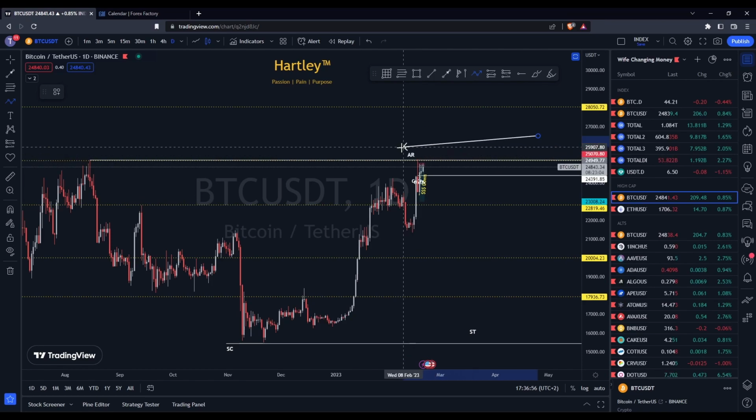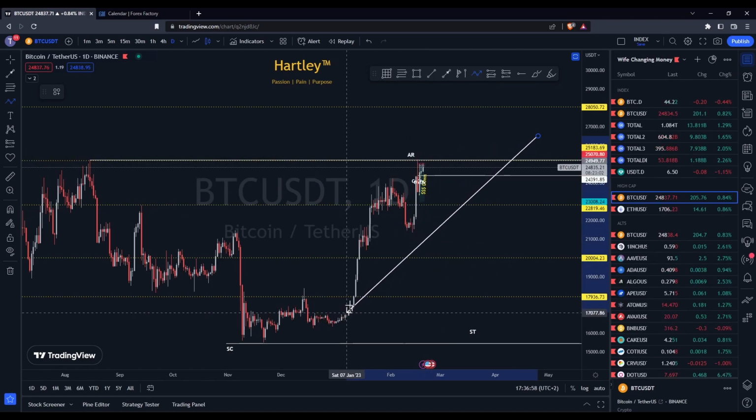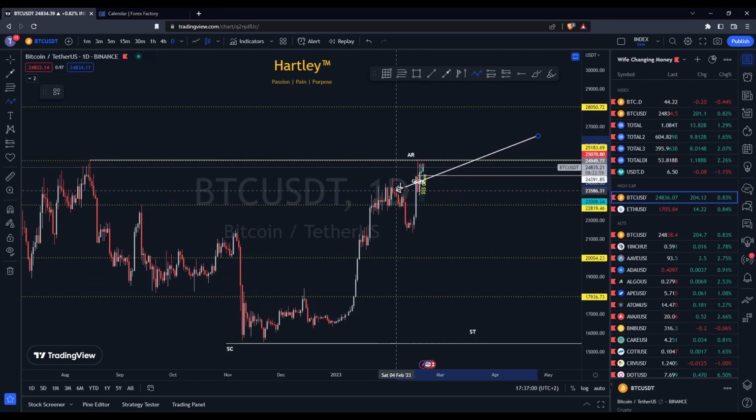All of this week was all news related events, and I've got a feeling we might just pop and then wick down and then just slam to the downside. But we'll see, because I don't trust any of this nonsense over here. These massive legs up because of news.